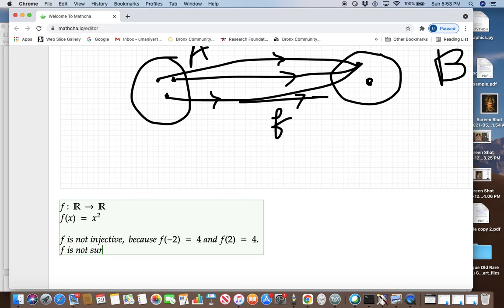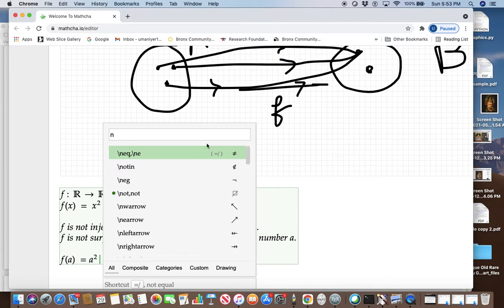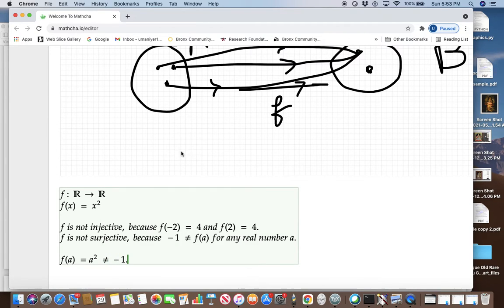f is not surjective because negative numbers, say for example -1, is not f of any real number. You see, because f(a) would be a to the power 2, which can never be equal to -1. For any real number a, a to the second power cannot be -1. So -1 is not an image of any real number. So f is not surjective either.